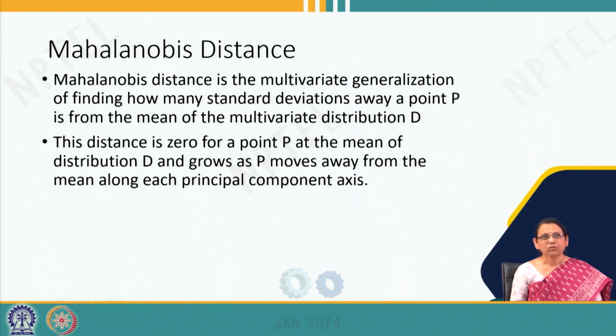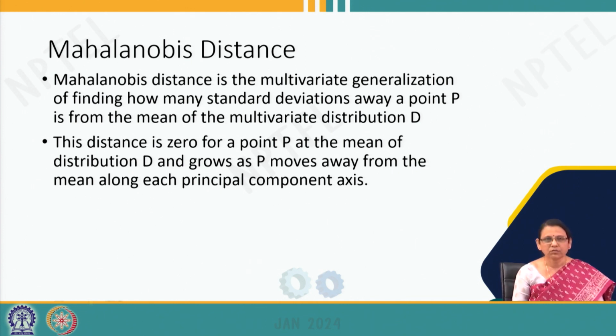So now we will be talking about a distance measure which is for multivariate numeric data. This distance measure is called Mahalanobis distance. Mahalanobis is an Indian statistician, and this particular distance measure is proposed by him.